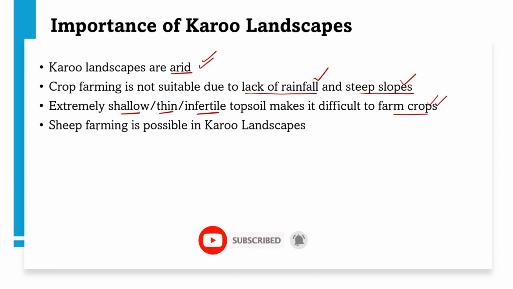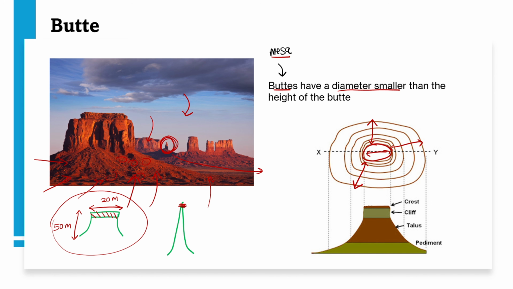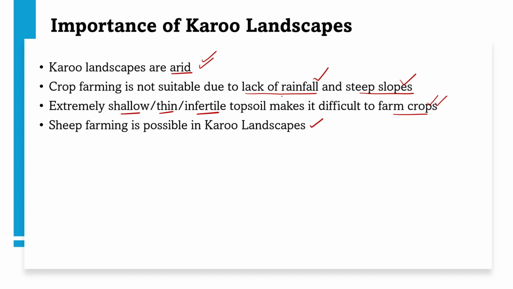That's another reason. But sheep farming is also possible in Karoo landscapes. I don't know how you're going to farm sheep in this type of area, but the people who farm sheep can use these areas because, I don't know, maybe the sheep eat dust or something like that. But catch this for your exam, you need it.